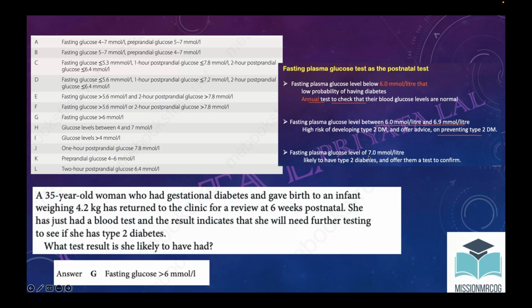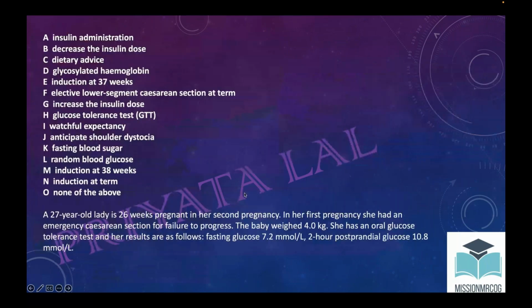Okay, now a 27-year-old woman in her second pregnancy. In the first pregnancy, she had an emergency cesarean section, failure of progress, and the baby weighed 4 kg. She has an oral glucose tolerance test done showing 7.2, 2-hour is 10.8. So what should be done?